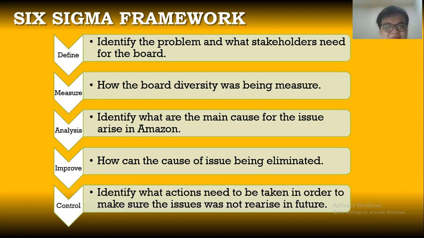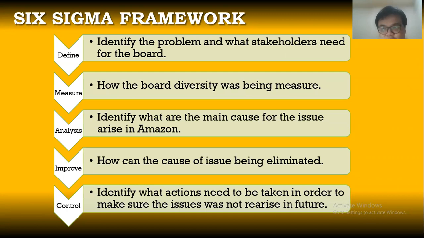The first one is define. We need to identify the problem and what stakeholders need for the board. Then the second is measure: how the board diversity was being measured. The third one is analysis. You need to identify what the main causes are for the issue arising in Amazon. The fourth one is improve. How can the cause of the issue be eliminated?